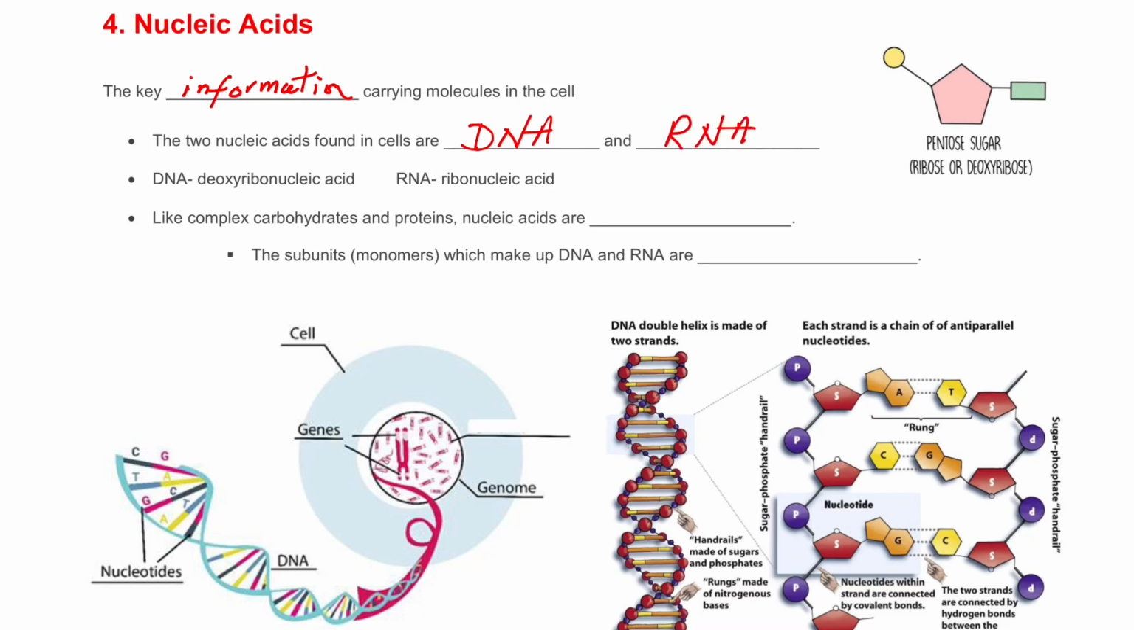DNA makes up chromosomes, and RNA is the intermediate molecule which carries information from the nucleus to the ribosome where proteins are made. DNA stands for deoxyribonucleic acid. RNA stands for ribonucleic acid. Like complex carbohydrates and proteins, nucleic acids are polymers. And the monomer, or the subunit, of the polymer DNA is the nucleotide.